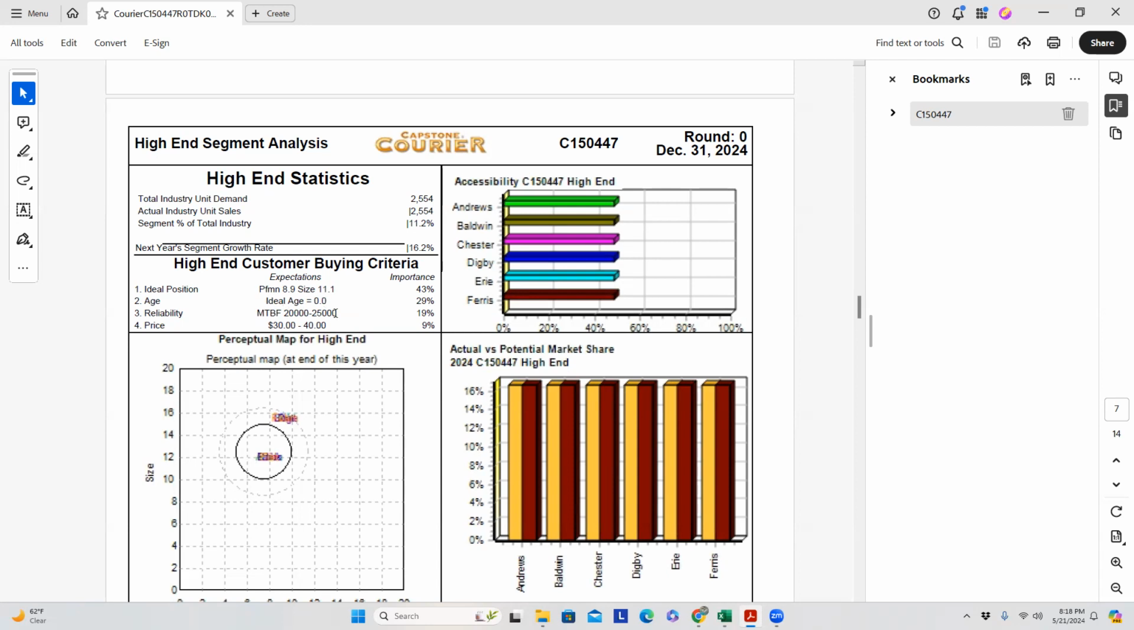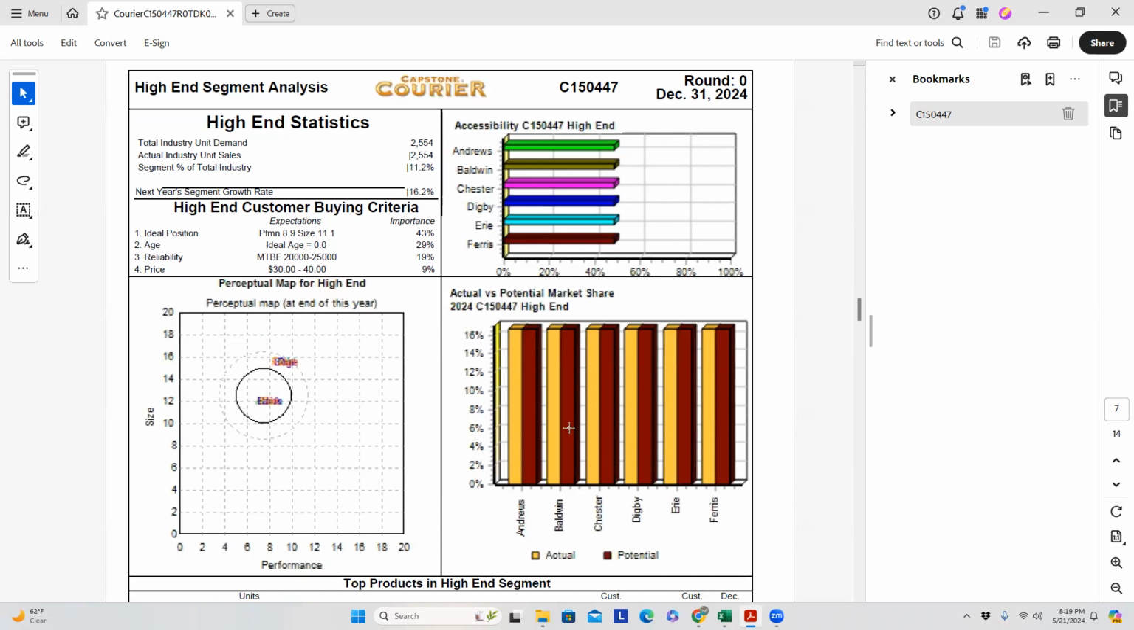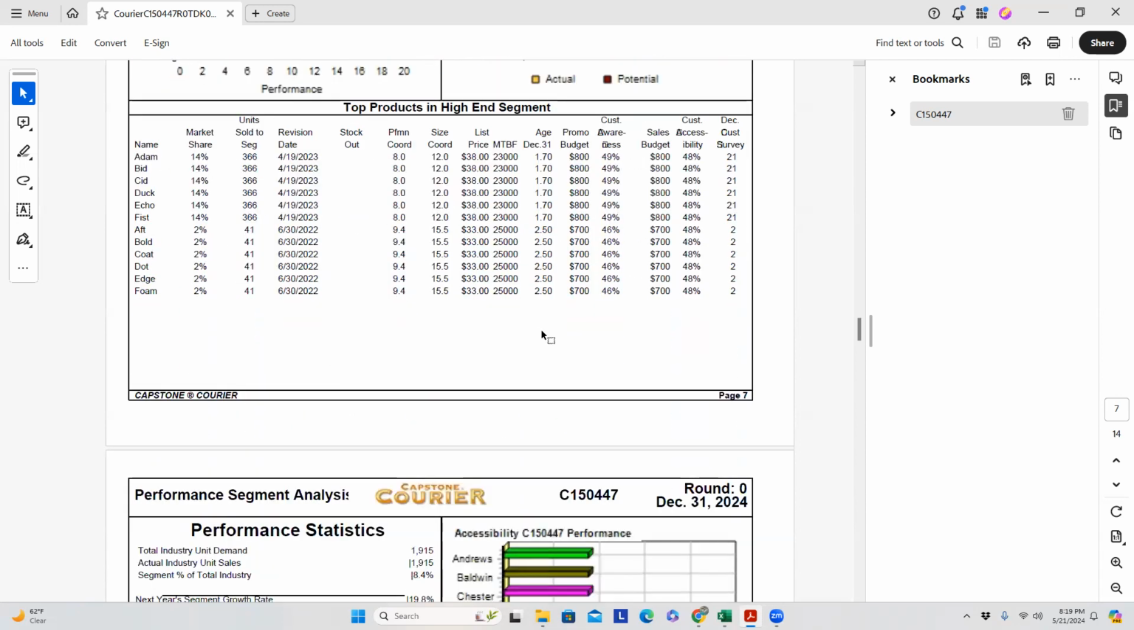Okay, mean time before failure is also important for them. The requirement is a little bit higher compared to the other products. It's 19% important. That means the material cost is going to be higher. Okay, the price is the least important criteria for them, only 9%. So you can charge the top bracket for round 0. You can charge 40 and get away with it, which is a pretty good sign.